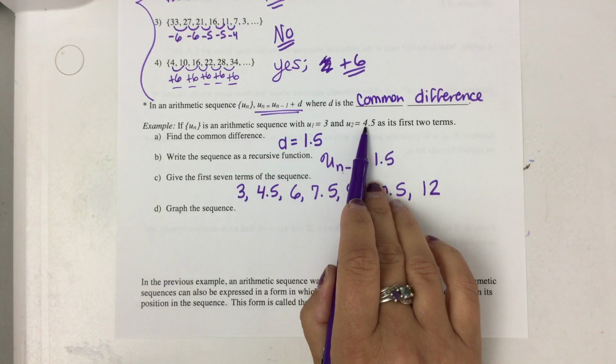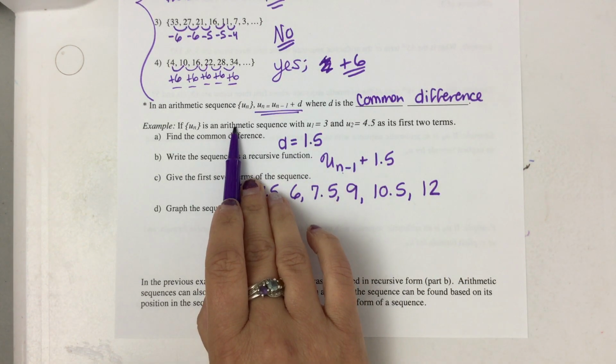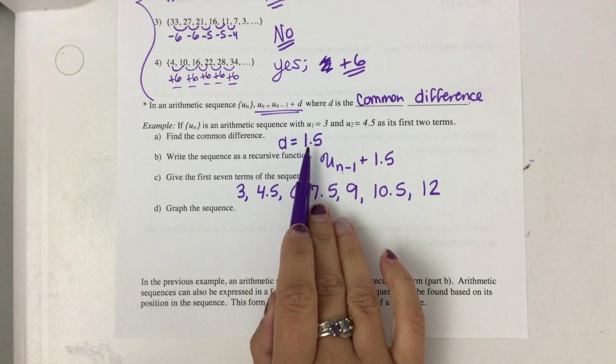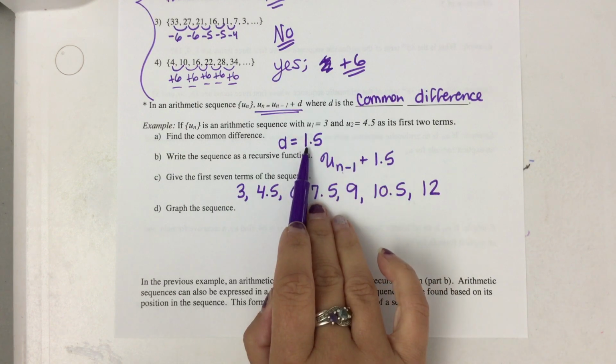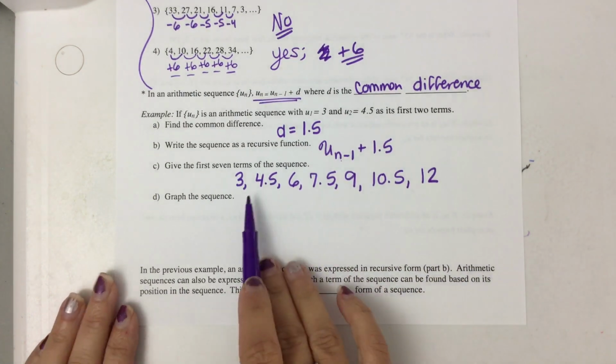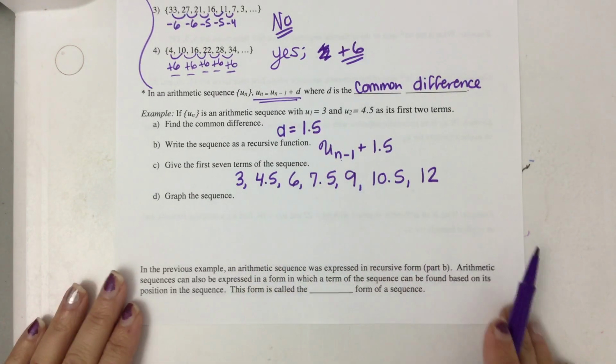The first term is 3, the second term is 4.5. It is arithmetic, so that tells me that I'm going to be adding or subtracting the same number. The difference between the values is 1.5. I listed them out. Now, if I want to graph the sequence, remember this actually represents ordered pairs.